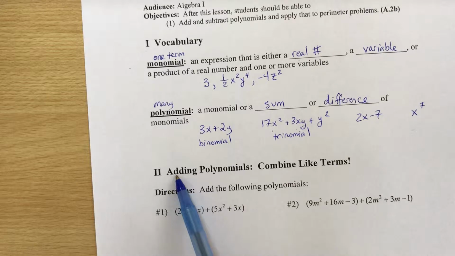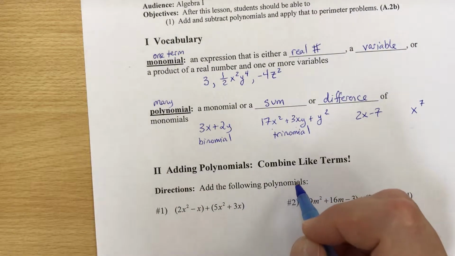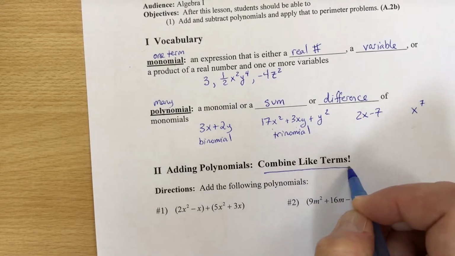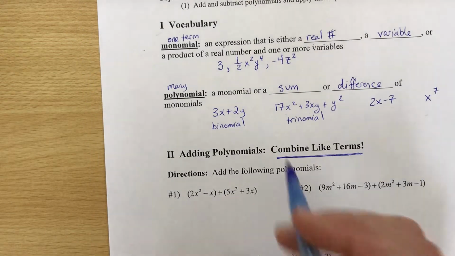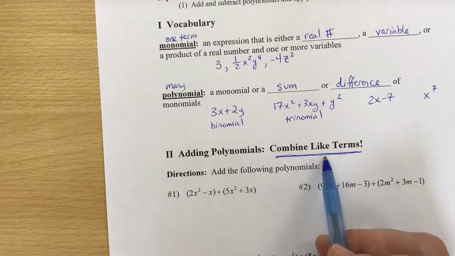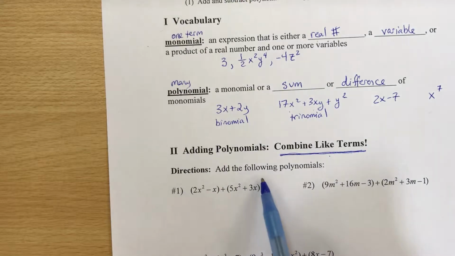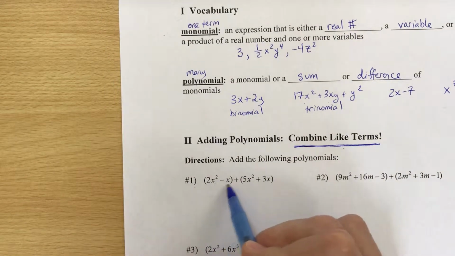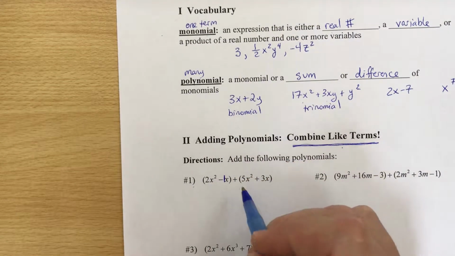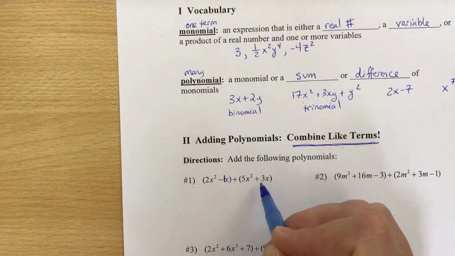Now, we're going to talk about adding and subtracting. And the main idea, and this is something you've already learned, you have to combine like terms. To be able to add or subtract, they have to be the same term. So we'll start with addition. Directions, add the following polynomials. Number 1, so we have a binomial, 2x squared minus, that's a 1x, plus, parentheses, 5x squared plus 3x.